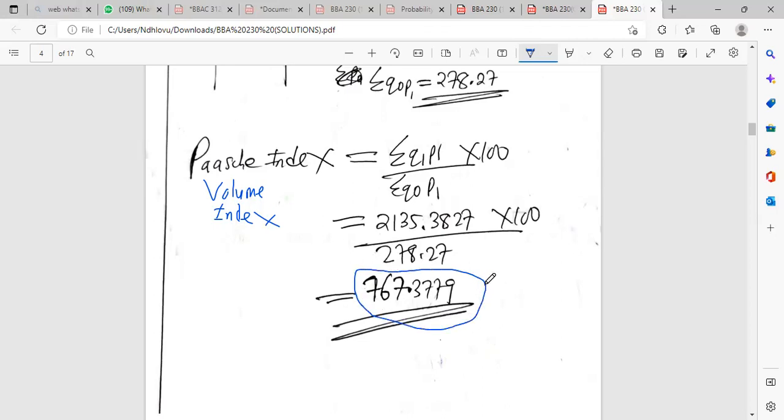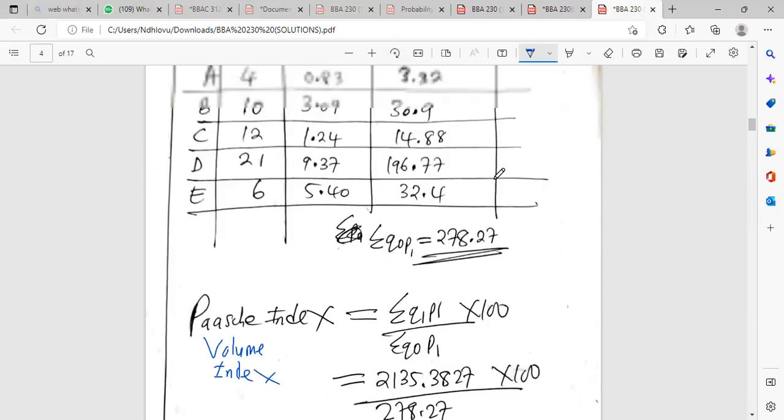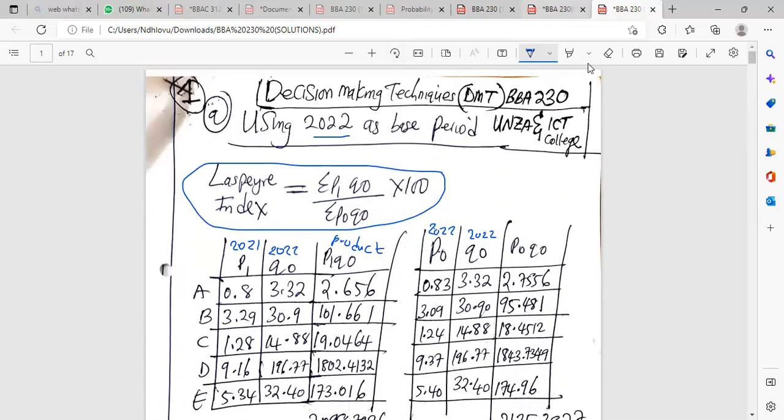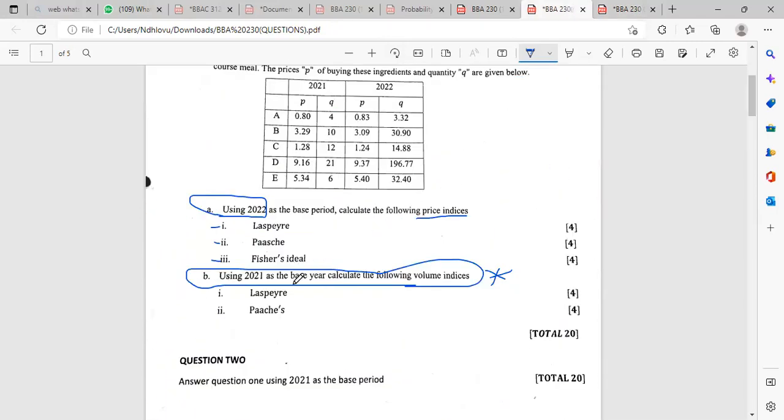So the partial volume index is 767.3779. This is the partial quantity or volume index as we are looking at the index numbers. Okay, so that is it on part B of the question, where we use 2021 as a base year to calculate the following volume indexes. So we have gotten the volume indexes here using 2021 as the base year.